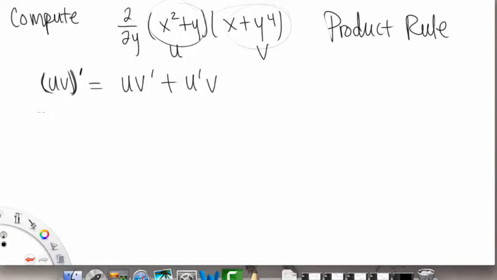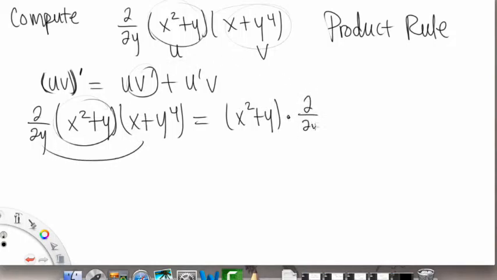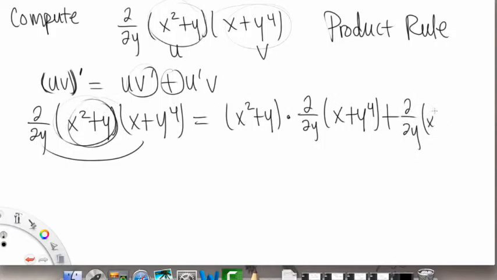So what we're going to do is have this. If we're taking the derivative with respect to y of these two functions being multiplied times each other, we're going to have u, so we're going to rewrite the first one, x squared plus y, times the derivative of the second. And here the derivative of the second is going to be a partial derivative. So the derivative of the second is the partial with respect to y of that second quantity there. And then we have that plus sign, and then u prime, that'll be the partial derivative with respect to y of the first grouping, so that'll be x squared plus y. And then we just rewrite the v, so that would be our x plus y to the fourth.